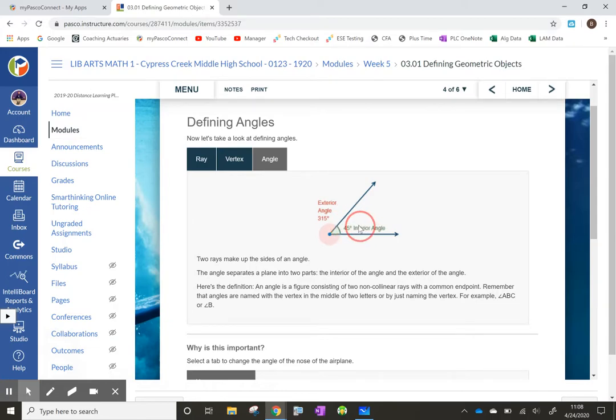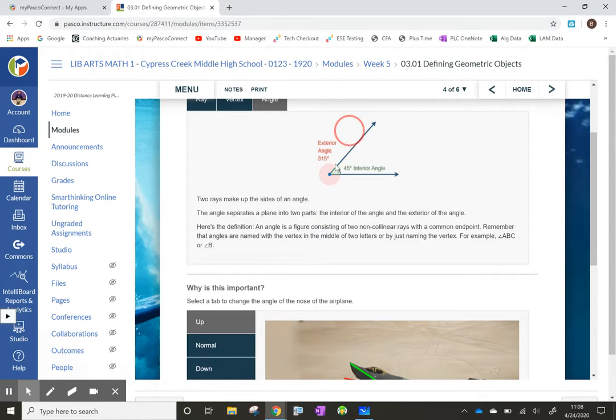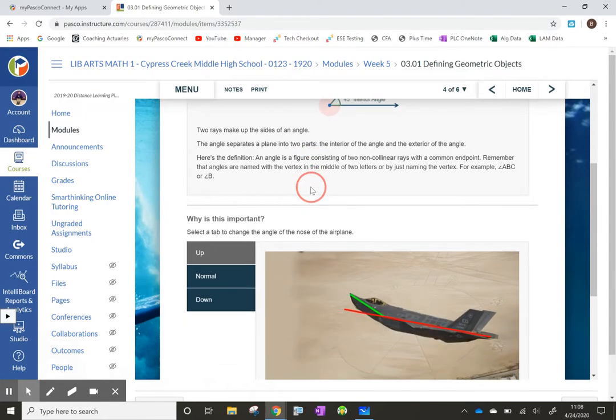Now, it actually creates an interior and an exterior angle. If you think about this being a 360-degree angle, essentially all the way around, the inside part is 45 degrees between the rays, but the angle outside the rays is 315 degrees, because 315 plus 45 would make an entire 360. So just measurements to keep in mind.